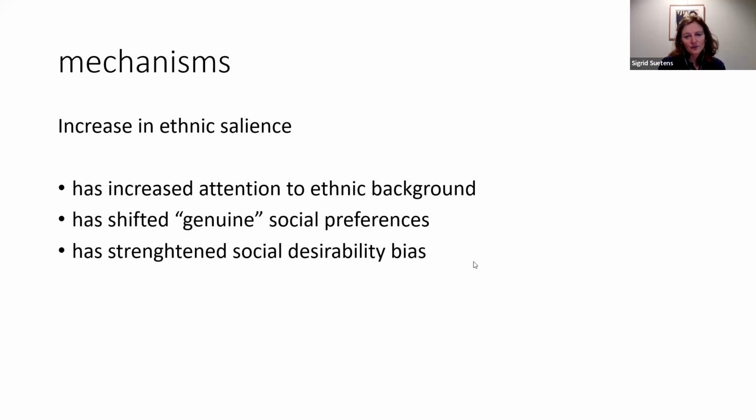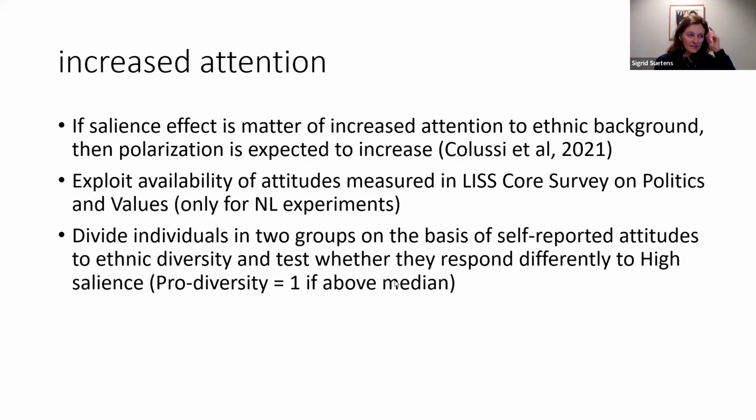The good thing about the list sample is that we have a lot of background information about the individuals who participate. We, for example, know their voting preference. We even know how they evolve over time. So we can do quite a bit to get into the mechanisms here. Okay, so first, the increased attention. As I said, if that's the explanation, we should see more polarization. And here we can exploit the availability of attitudes towards ethnic diversity in society, which is measured in the LISS core survey on politics and values.